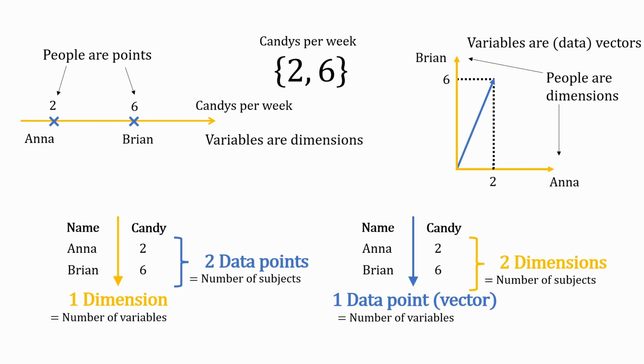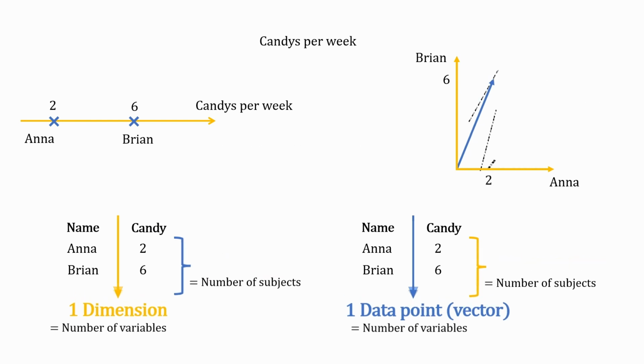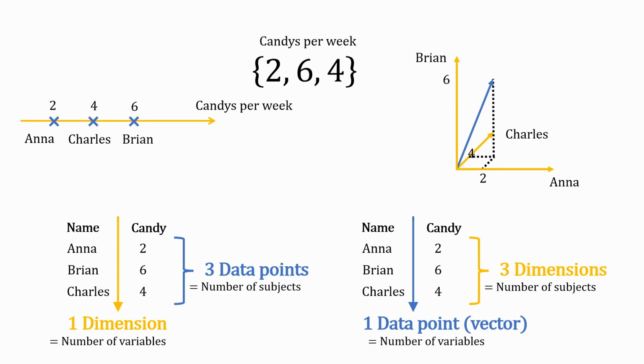When you add a new observation, like asking a third person about their chocolate bar consumption, you get a new point on the number line in the first notation, and you add a new dimension in the second one. This means the data vector now has 3 entries, but it remains a single vector. But now it is located in 3D space instead of 2D.